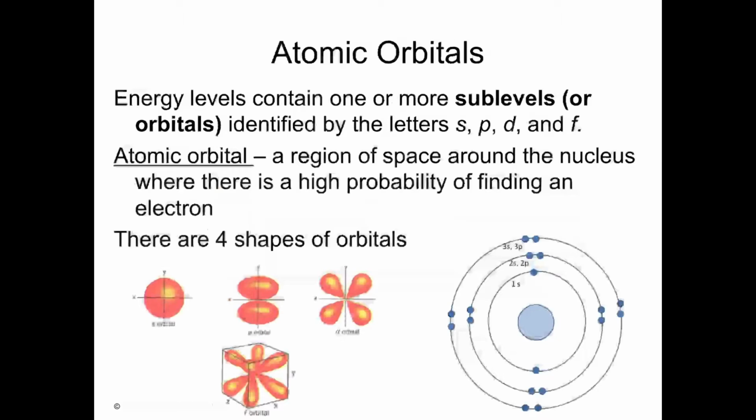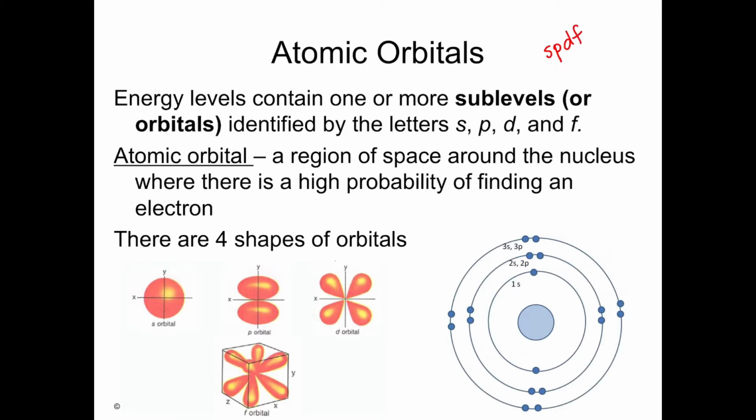They are identified by the letters s, p, d, f. I know that sounds weird, but just go with it. You'll remember it, s p d f. That's how we are going to remember the order of the orbitals. The atomic orbitals are regions of space around the nucleus where there is a high probability of finding an electron. There's no guarantee that the electron's actually going to be there, and you'll get more into that in higher levels of chem. But that's the technical definition. We're going to think of them as areas where the electrons exist.